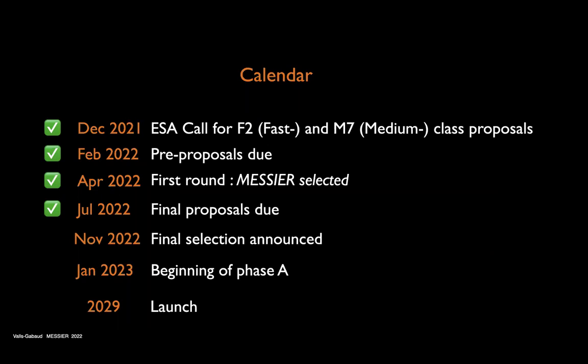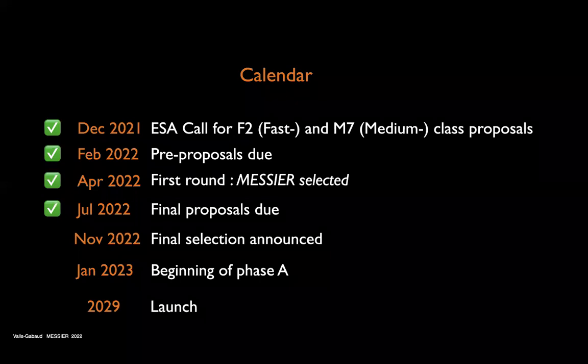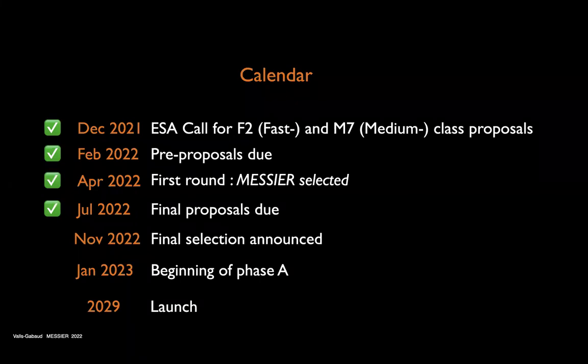So the calendar has been to be called for fast missions, and also we were selected in the first round, so we went to phase 2. We sent the final proposal in July, and in November the final selection is to be announced, and then if everything goes well, we will start in January 23 for launch in 2029 or 23.